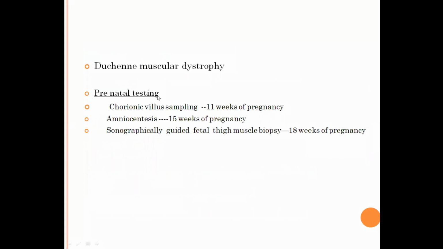Now, patients would like to know whether the child they are bearing in the pregnancy is developing Duchenne muscular dystrophy. We will be able to tell by doing prenatal testing: chorionic villus sampling at the 11th week of pregnancy, amniocentesis, and then sonographically guided fetal thigh muscle biopsy during the 18th week of pregnancy. So one will be able to predict whether the child in utero is going to develop DMD.